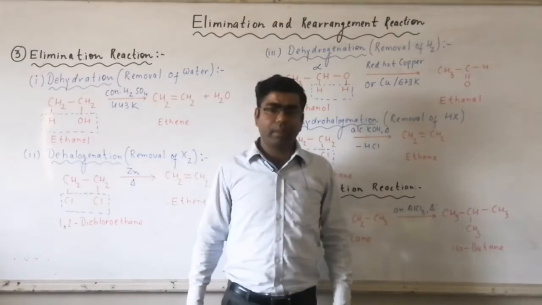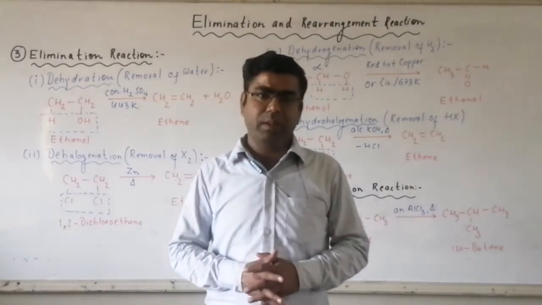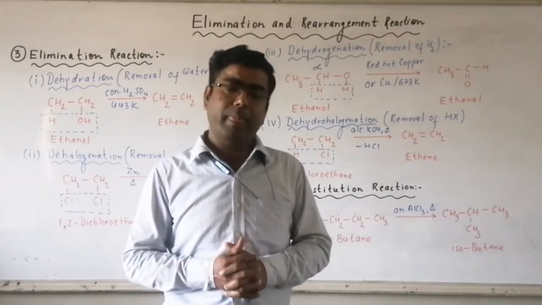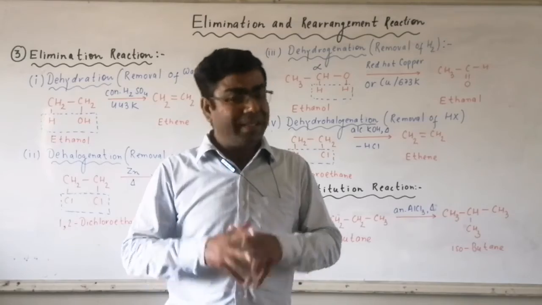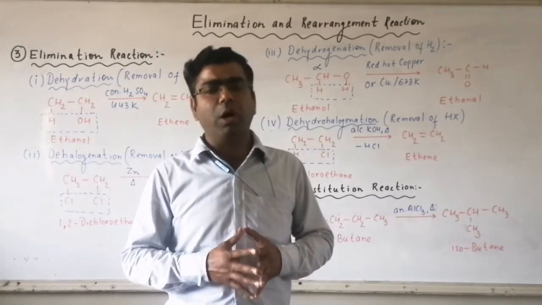Copper metal, when heated up to a temperature of 673 Kelvin, develops red appearance, and it is called red hot copper. This red hot copper can remove hydrogen molecule from alcohols.